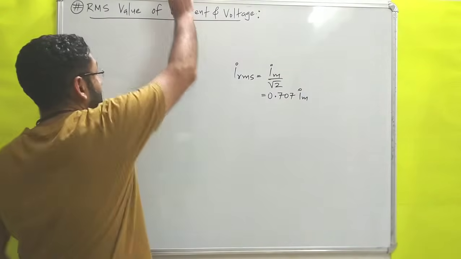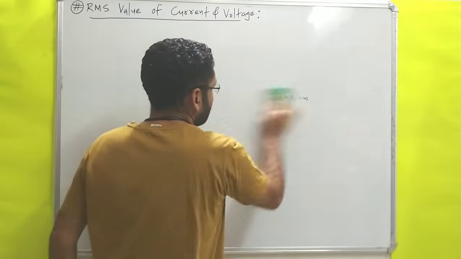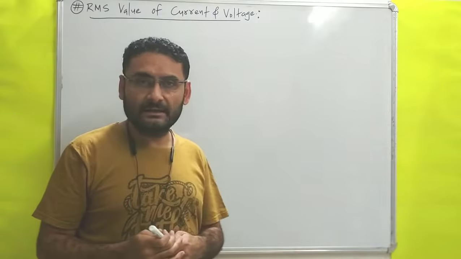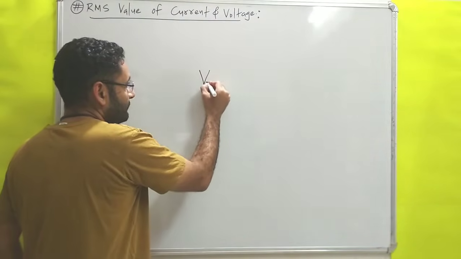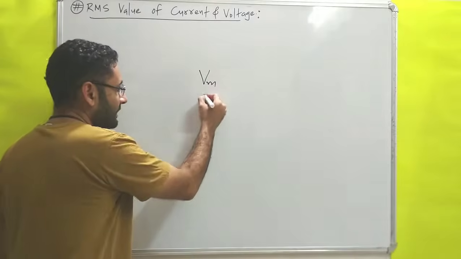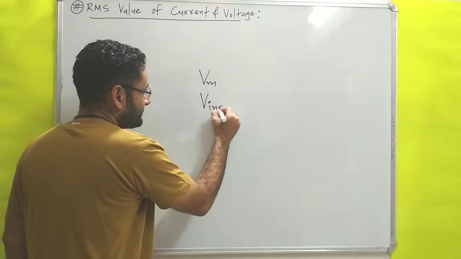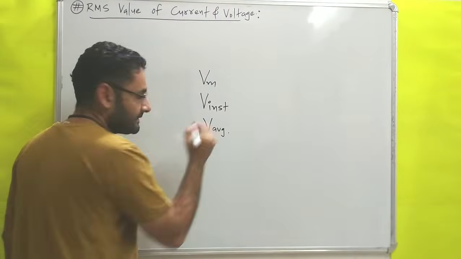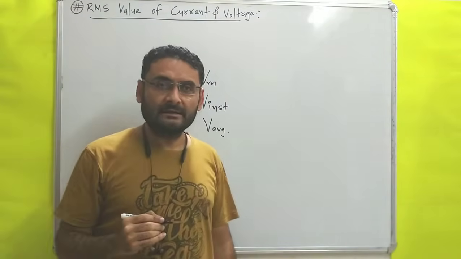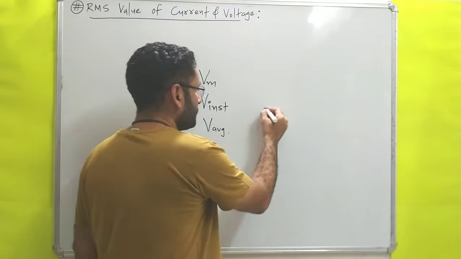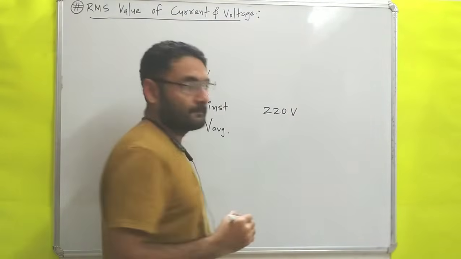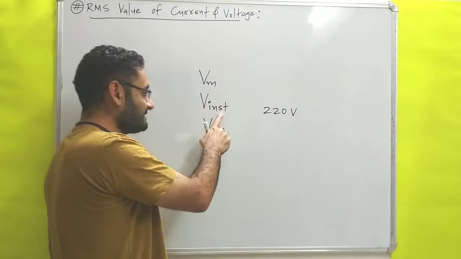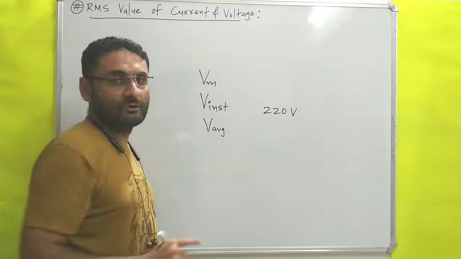Okay, so first of all, one question is there that we have studied so many voltages, like we have studied Vm maximum voltage, we have studied V instantaneous voltage, also we have studied average voltage. So question is that at our house, whatever 220 volt supply is there, that is which value? That is the maximum value, instantaneous value of voltage, or average value of voltage?